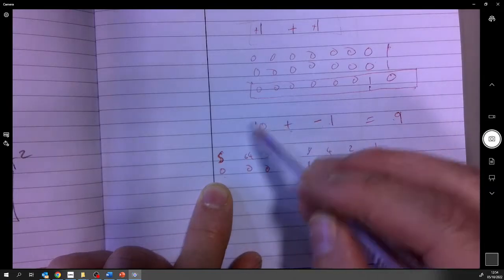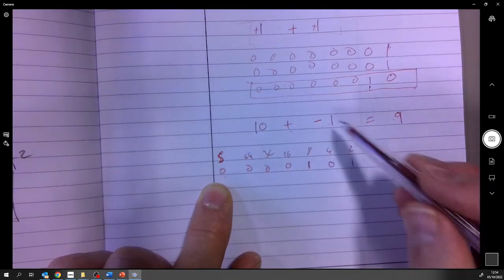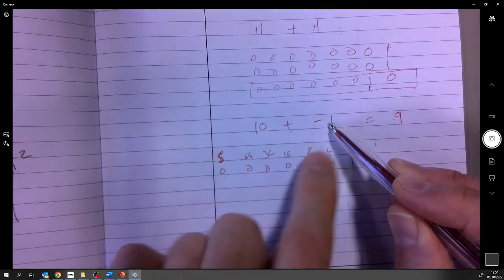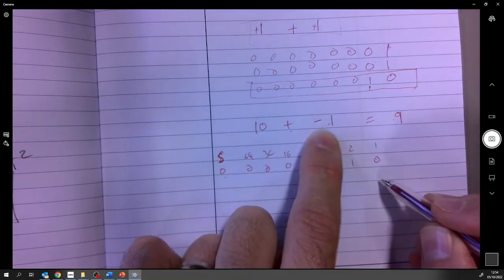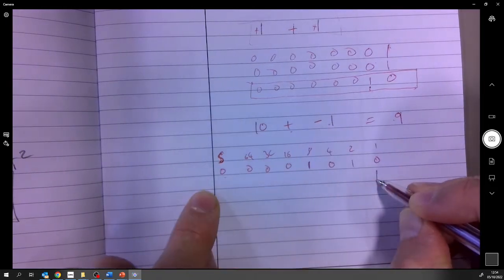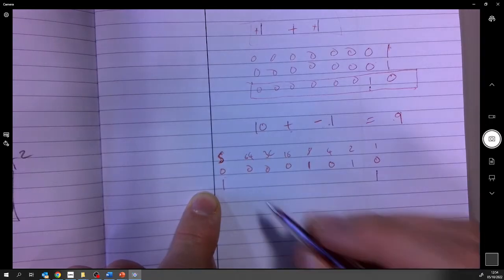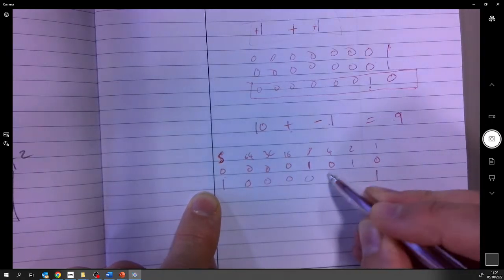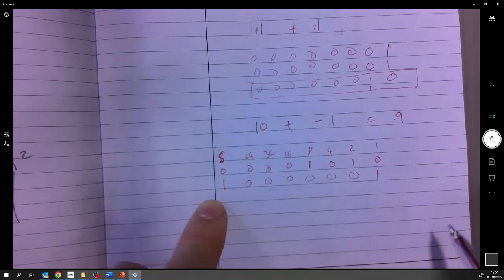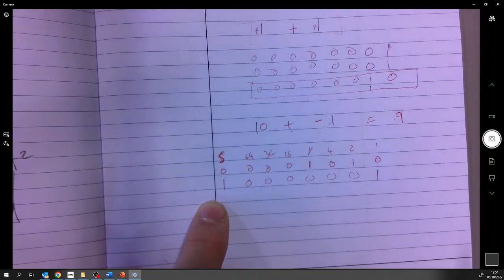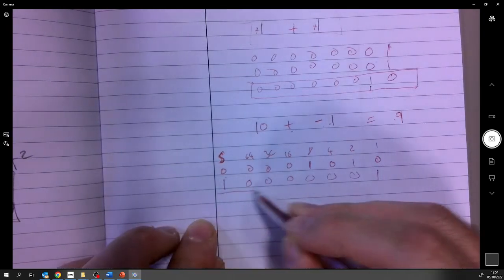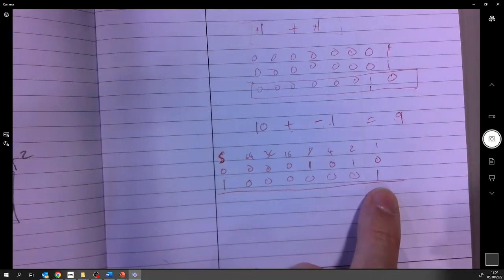So that is our 10. We want to add that to minus 1. How do we do minus 1? Well, sign and magnitude is easy, but doesn't work very well. It's just 1 negative. Dead easy. But does it work when we do addition? Well, the answer is no, it doesn't work.